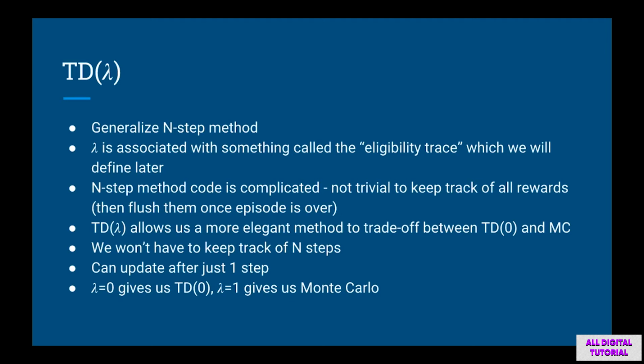Lambda allows us to use a more elegant method of choosing a trade-off between TD0 and Monte Carlo. In particular, we won't have to keep track of the last n steps, and we'll be able to make updates without having to wait n steps, and instead just wait one step like in TD0. We'll see that lambda equals 1 corresponds to Monte Carlo, lambda equals 0 corresponds to TD0, and any lambda in between is a trade-off between the two.